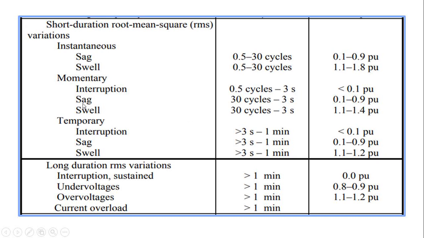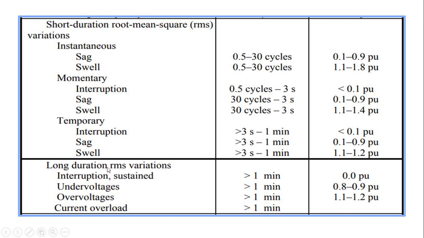And momentary sag and swell have a duration of 30 cycles to 3 seconds. And temporary interruption, sag and swell have 3 seconds to 1 minute time duration. So all the sag, swell, interruption below 1 minute are under the category of short duration RMS variation.